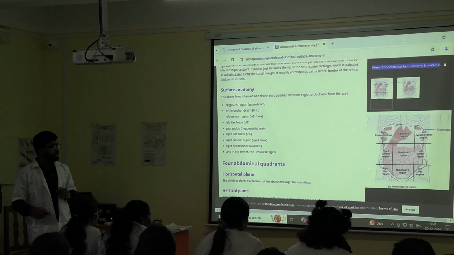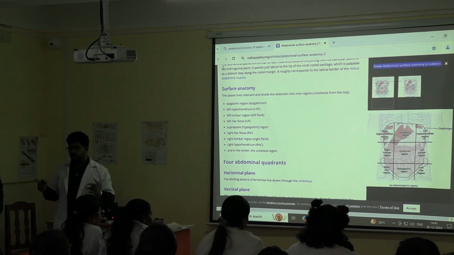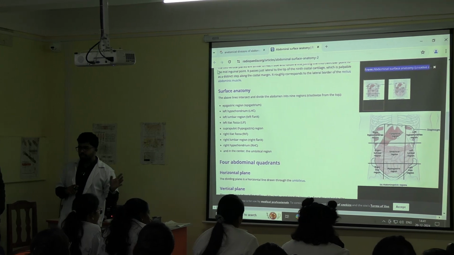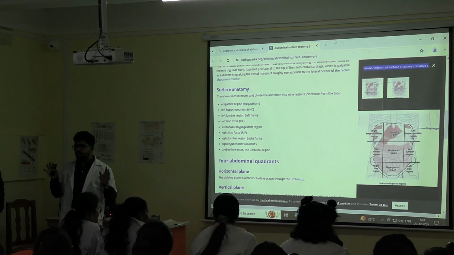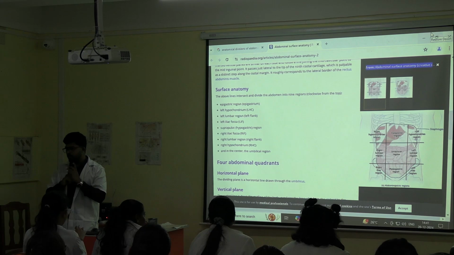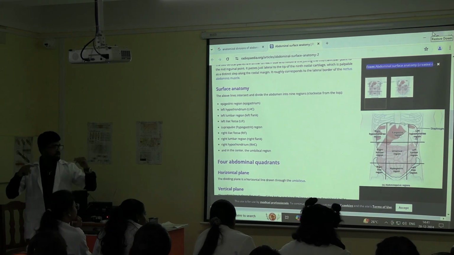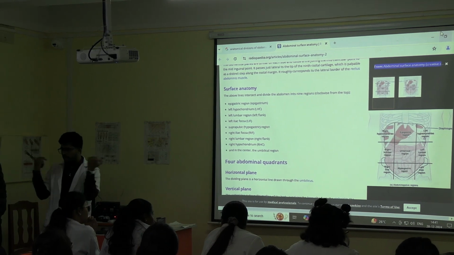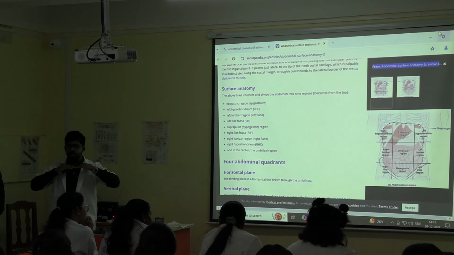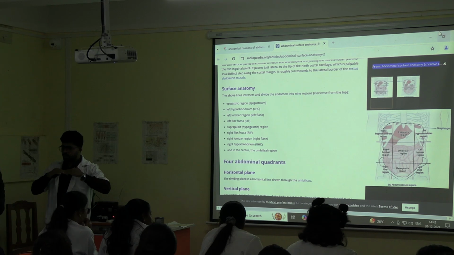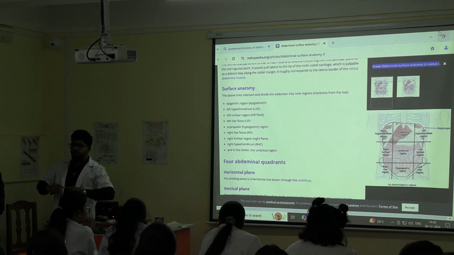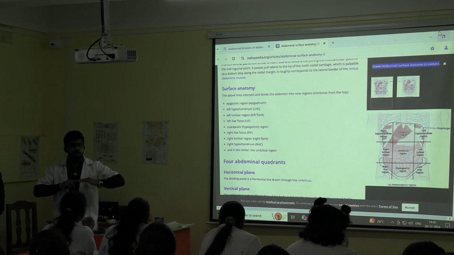Then there is also the transtubercular line. Your hip bone has been finished, right? The pelvic bone has been finished. So there is a tubercle in both the pelvic bones, right? If you draw a line from one tubercle to the other, this line is known as the transtubercular line. So there are two clavicular lines, one transpyloric line, and the next one is the transtubercular line.